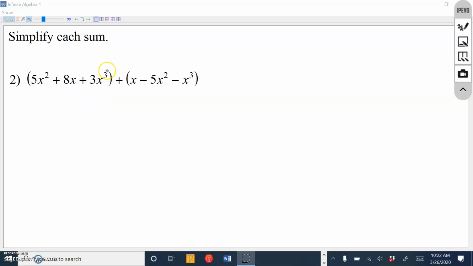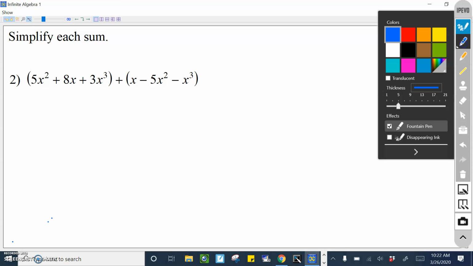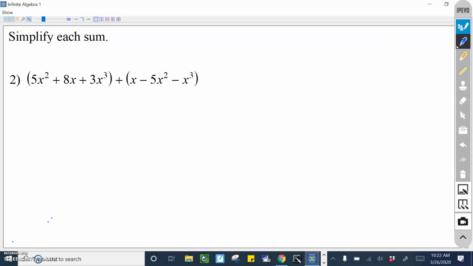I'm going to start with my polynomial that has the highest degree, or my monomial. All right, and so that's going to be 3x cubed. And then looking through this trinomial, the next highest term is 5x squared. And then we're going to follow that with plus 8x. All right, let's go to the second polynomial, and we're adding.